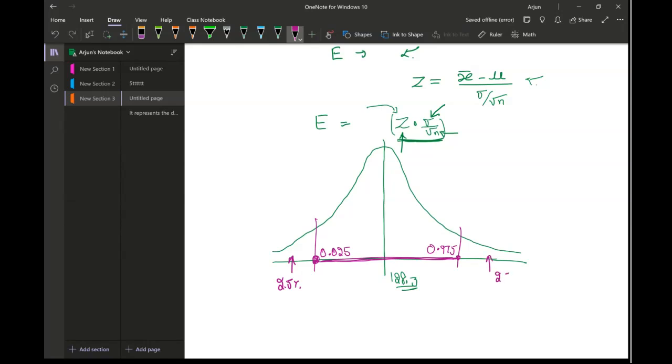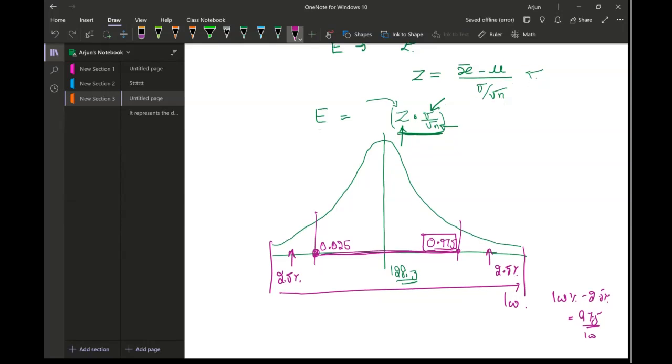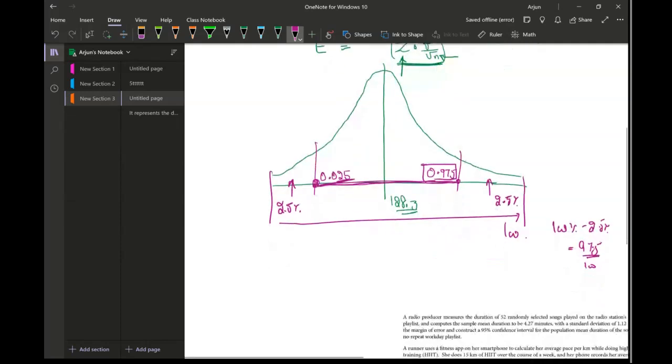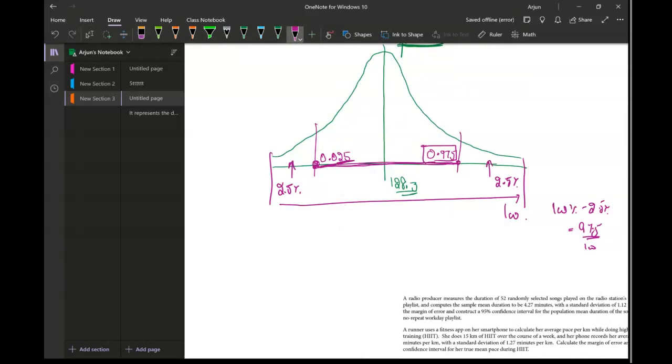This section is also 2.5% of the section. If the total section from here to here is 100%, I can subtract 100% minus 2.5%, that is 97.5%. If I divide that by 100, that's going to give me 0.975. So hopefully you are clear about how you're going to calculate these values. Now, if I try and find the values corresponding to 0.025 and 0.975, I'm going to get a certain z value.